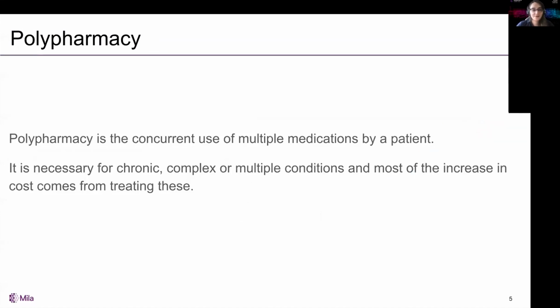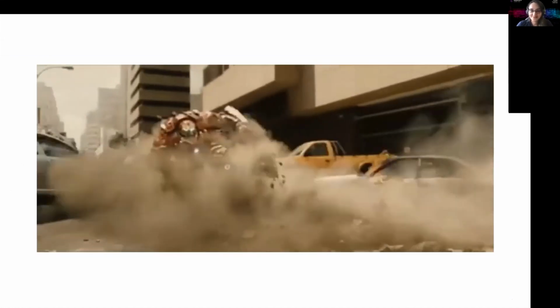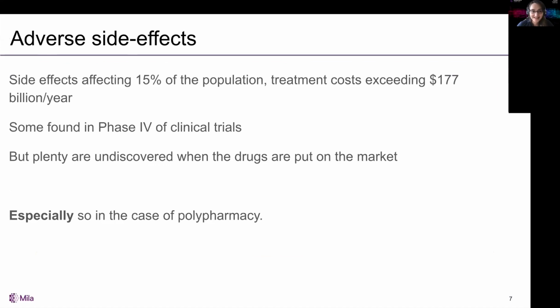So what is polypharmacy? In order to treat complex or chronic diseases, or even when we have multiple conditions, we might have to take multiple drugs at the same time. And this is what we call polypharmacy. So it's the concurrent use of multiple medications by a patient. And sometimes when these drugs, who we regard as the good guys, are acting in the same environment, they might end up doing some damage around. So these are the side effects we're going to look at.